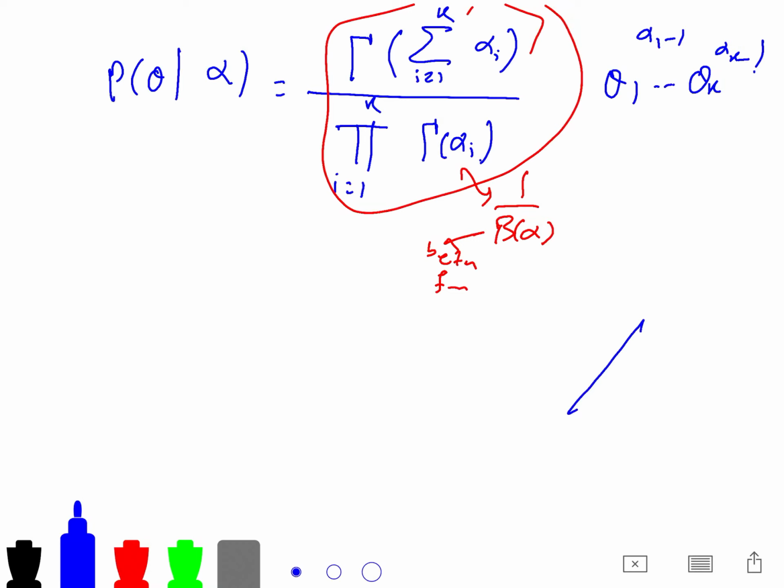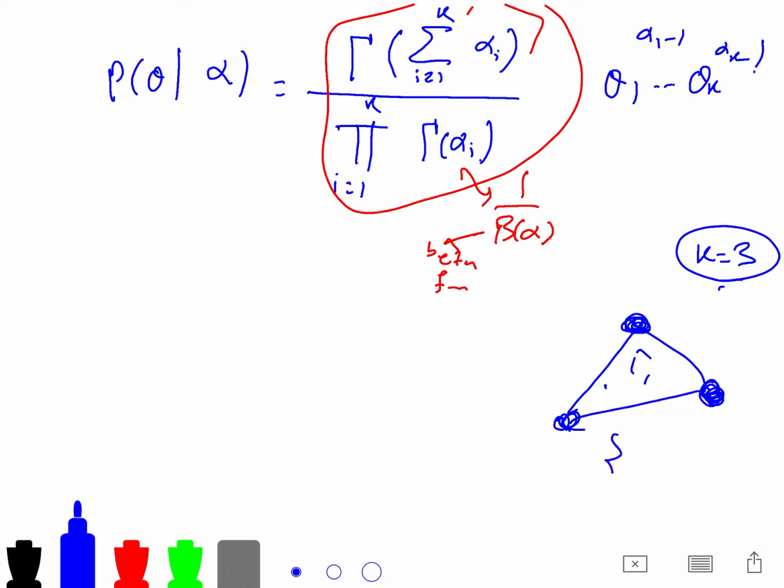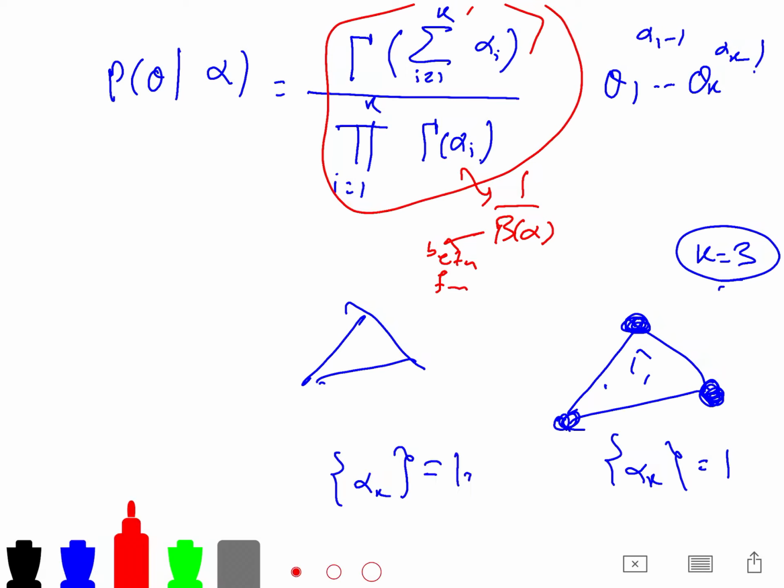Alpha is a hyperparameter. So if you have a simplex of k equal 3 topics, as I said, AI, cognitive science here, and neuroscience here, any point here is, so alpha k is equal to 1 if it's like that. But sometimes your hyperparameter could be very big. It means that it is concentrated in the middle of the simplex. And imagine that it is 3-dimensional.